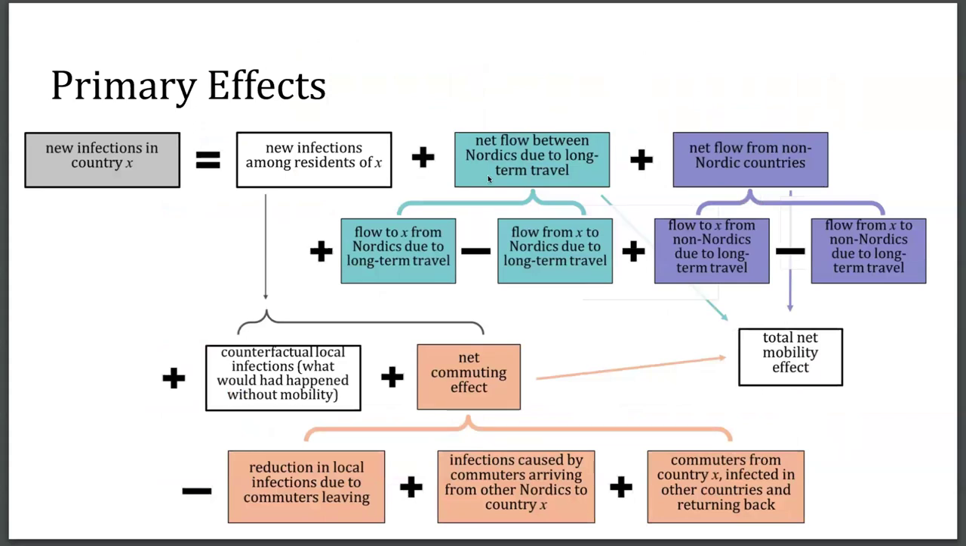Now remember with colors, you have these three components: the effect from long distance travel between Nordic countries, the effect from long distance travel from non-Nordic countries, and the effect from commuting. And actually, I forgot to mention, we don't take into account commuting from non-Nordic countries because it was low.